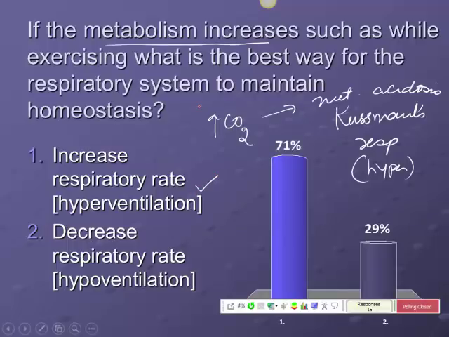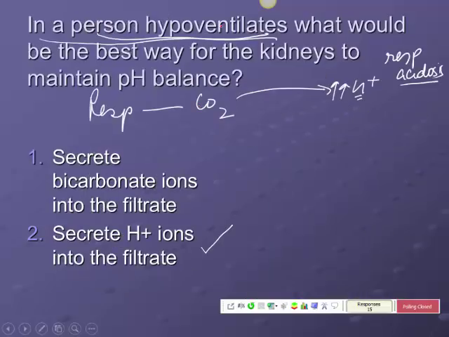Now here, the next question was, I'm saying that the problem is with the respiratory system. I'm saying the person is hypoventilating. So then I'm asking you what the kidneys will do. So when you read the question, read it in two steps. First, determine what's going to happen because of this, and then what the kidneys or the respiratory system is going to do. Okay?